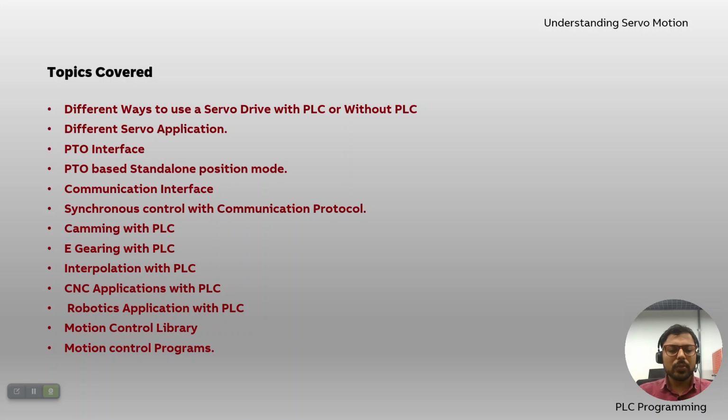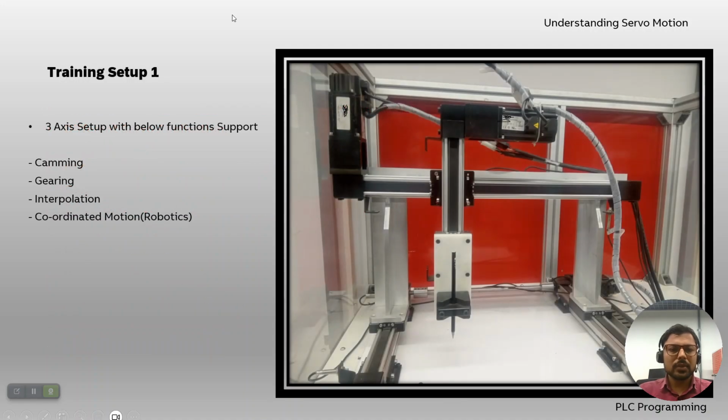I will try to touch on these topics. And for all these topics, we will be using two different training setups. The first training setup is a 3-axis setup, with axis 1, 2, 3, and the setup name is 3D plotter. It has a pen to plot. We will try to plot different pictures, different names using this setup.